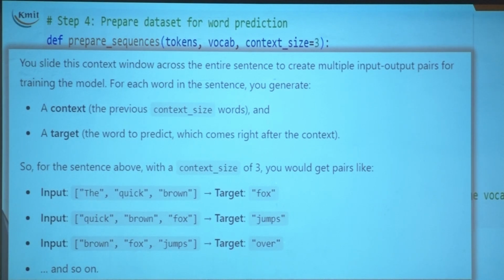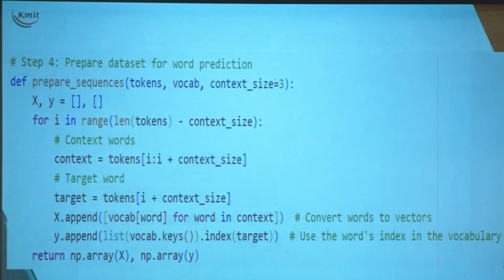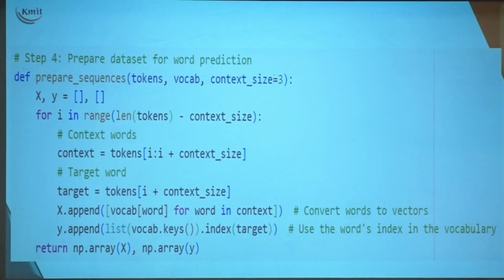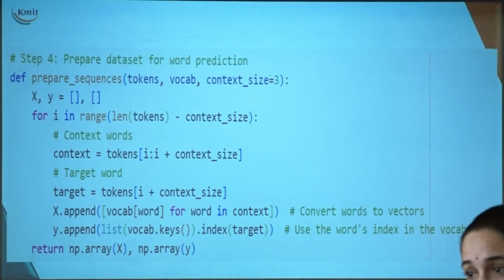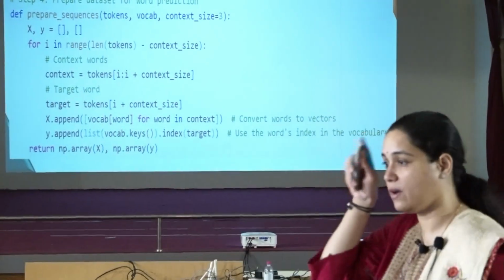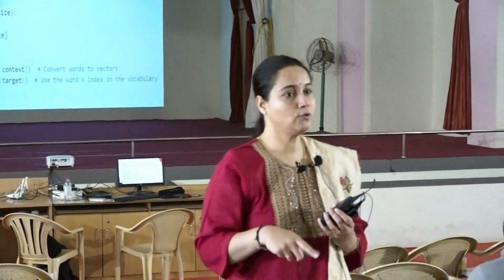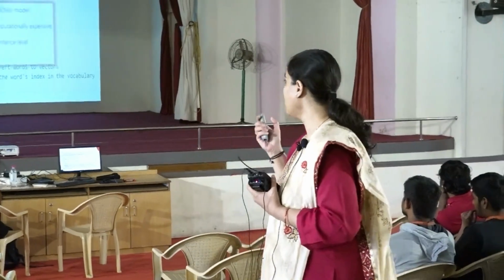Right. So here, for example, as I told you, the quick brown is your input value, the output value is fox, and so on. Such pairs will be generated. So here, what do you require? You require to pass the inputs as tokens, you require to pass your vocabulary, and you require to pass your context window to this particular function.